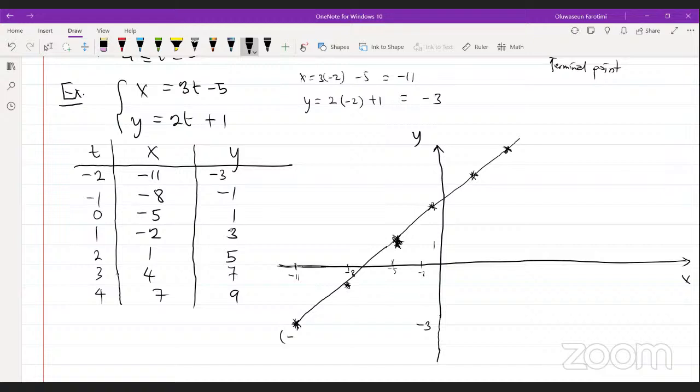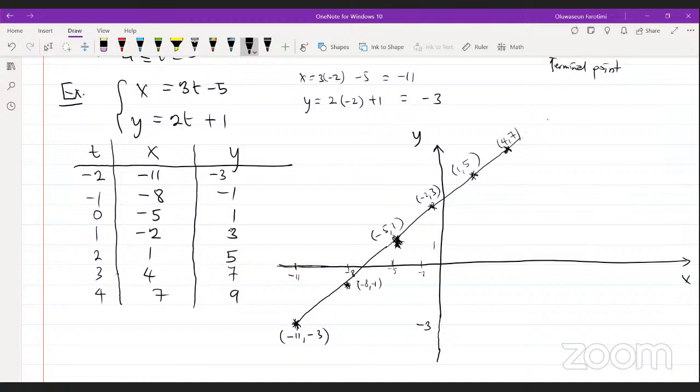So at this point, you have a negative 11 comma negative 3. Okay, over here you have negative 8 comma negative 1. That's just what you're plotting, right? Over here you have a negative 5 comma 1. Over here you have a negative 2 comma 3. Over here, suppose I have 1 comma 5. Suppose here I have 4 comma 7. If I continue, then I have this 7 comma 9 as well. Now this is the curve.